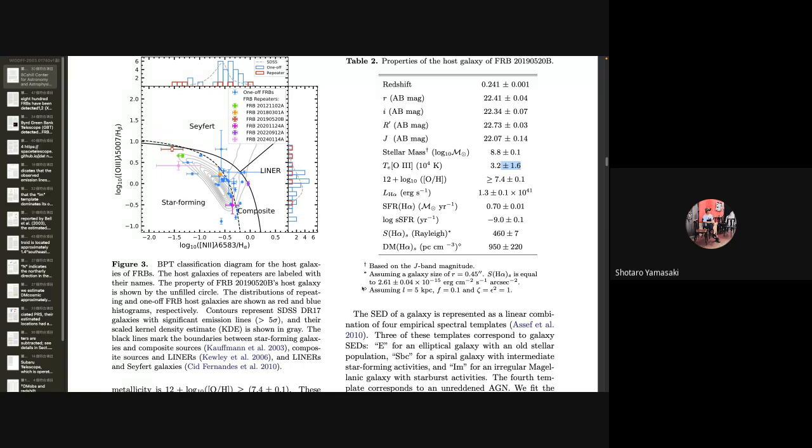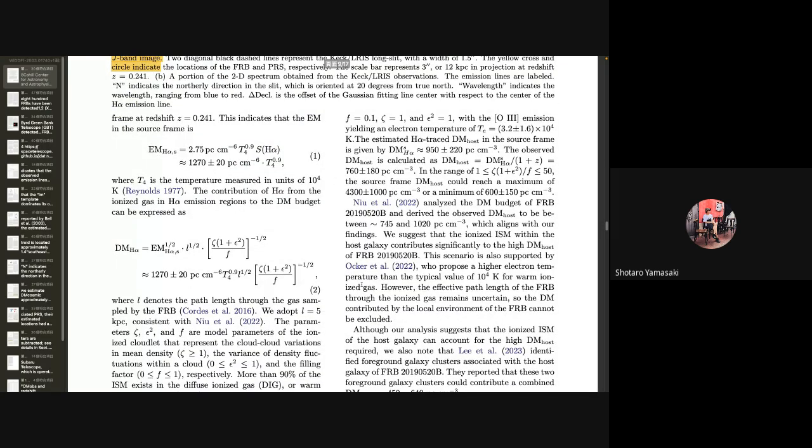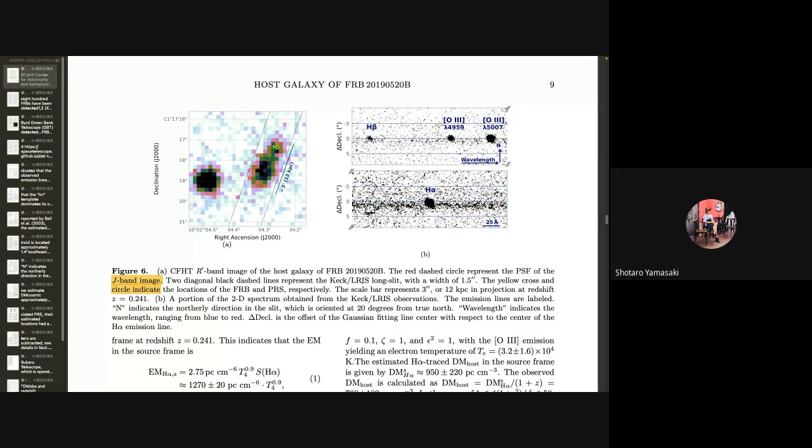Can you go back to the main figure? For this source, did they detect a PRS? Yes, they detect it. No, it's not this team, others use the public data. Sorry, I'm not talking about the other source, I'm talking about this source. Yes, the yellow cross is the FRB location, and the yellow circle is the PRS location. Which is which? The cross is the FRB and the circle is the PRS. Okay, so there is a PRS.